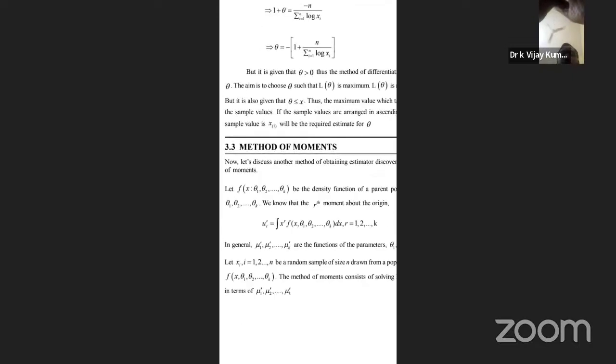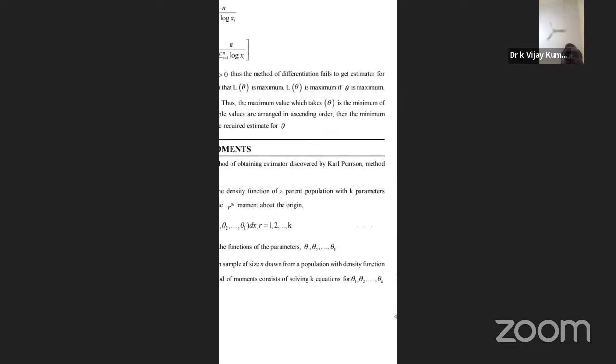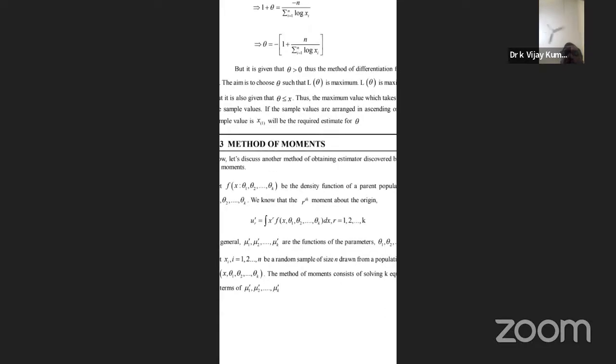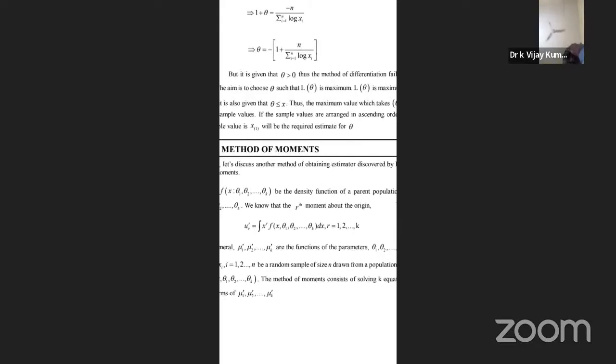So let us discuss another method of finding estimators, discovered by Karl Pearson. The method of moments was discovered by Karl Pearson. Short bits will be asked in the end examinations. Yesterday, in the method of moments, we said that for f of x, theta 1, theta 2, theta 3, up to theta k, the density function of the population with k parameters, we know that the rth moment about the origin is taken here.